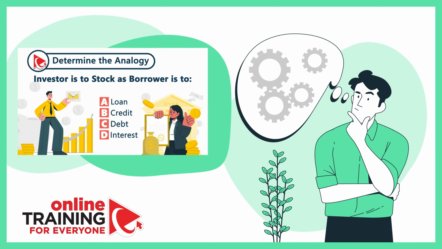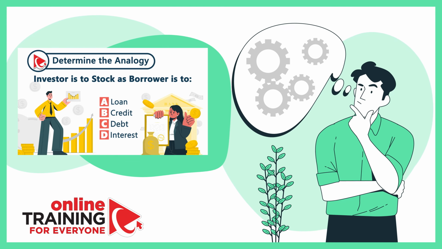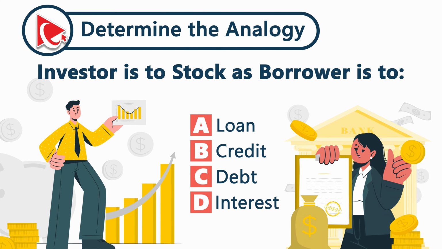Here's the quick question to stretch your logical thinking. At first glance, it might seem abstract, but the pattern is simple once you spot it. Investor is to stock as borrower is to what? Take a second now. Think about what an investor uses or deals with. A stock, right? Now think about what a borrower uses in a similar financial sense.